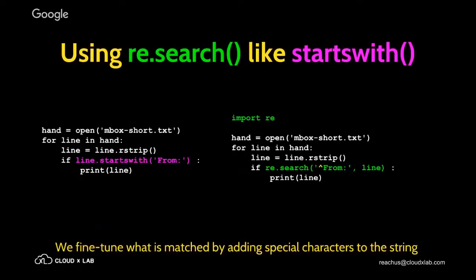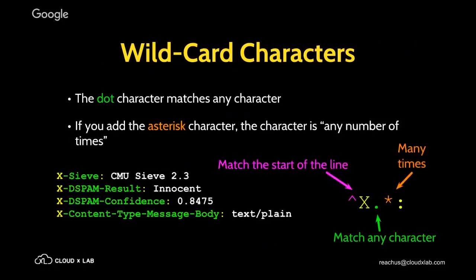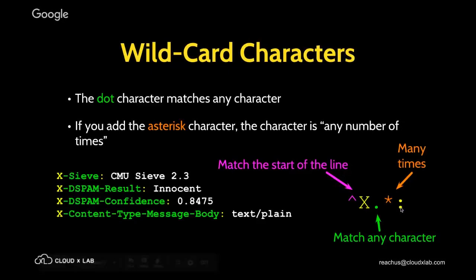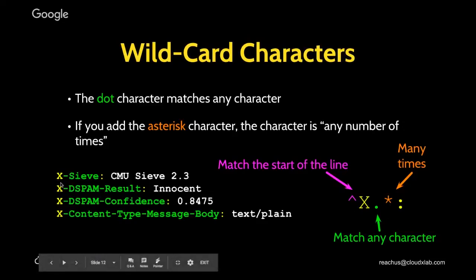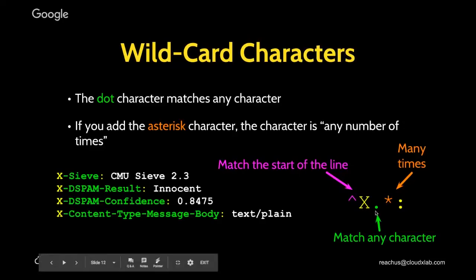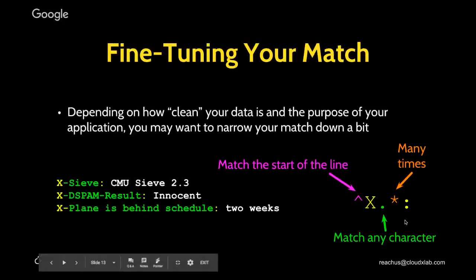So we learned that the caret character matches the beginning of a line. If you want to match all the lines in this file which start with capital S followed by a colon, then we could use this kind of pattern. The pattern on the right hand side will match all the lines starting with X followed by dot. Dot means any character, asterisk means any number of times, followed by a colon.